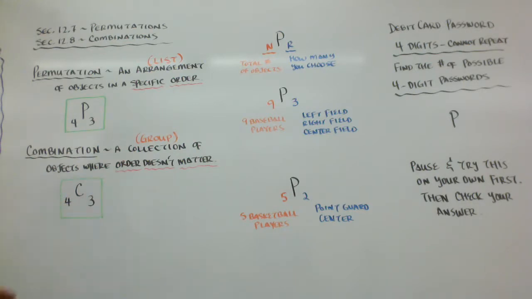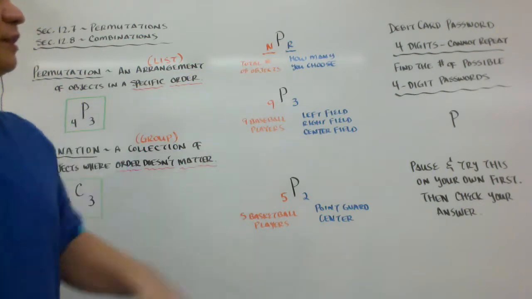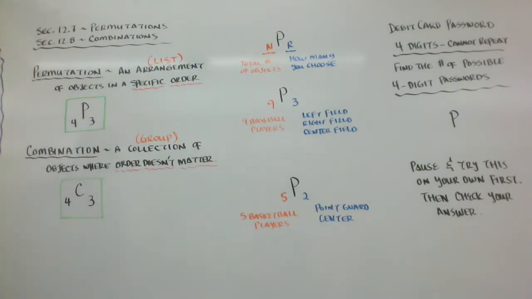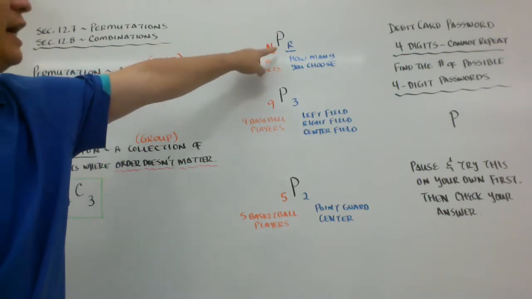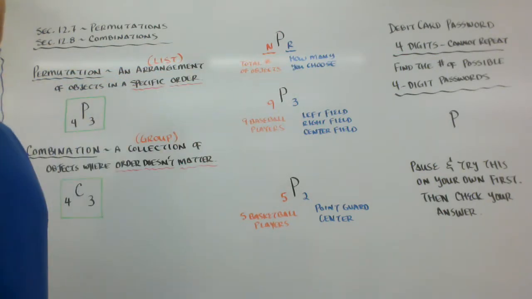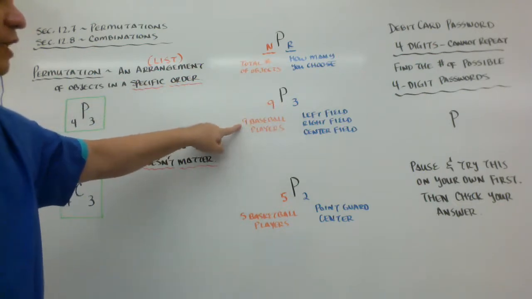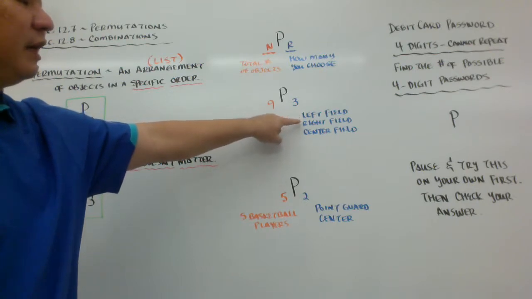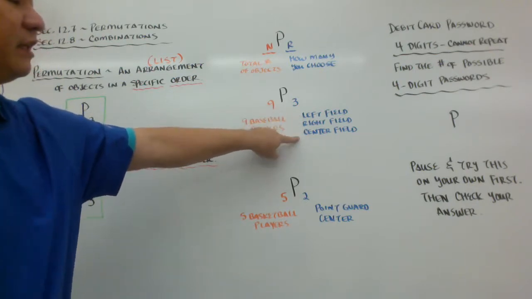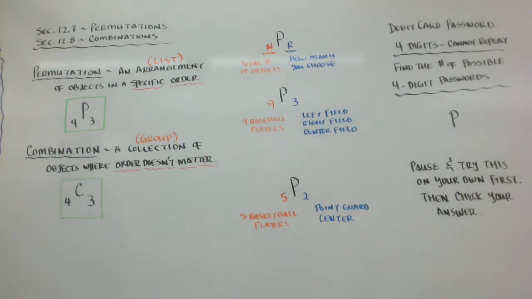Okay, so first, permutations, you'll see a capital P, a number on the left and a number on the right. Why they chose N and R, I'm not sure. But the left number is the total number of objects, and the right number is how many you're going to choose or how many you're going to use. So for example, if I have 9 baseball players and I have 3 positions I want to fill, left field, right field, and center field, the 9 goes here and the 3 goes there. So out of the 9, I want to choose 3.